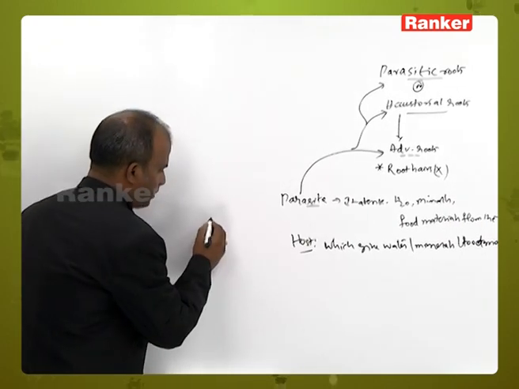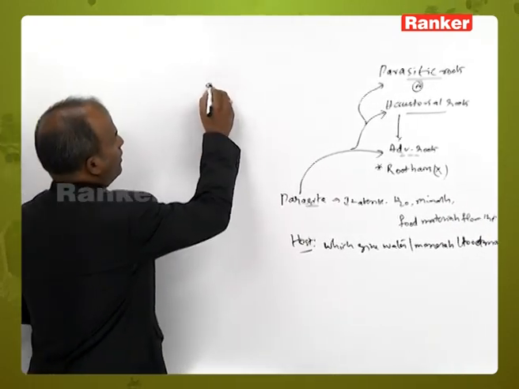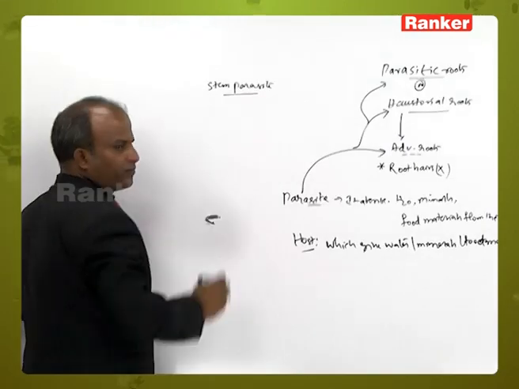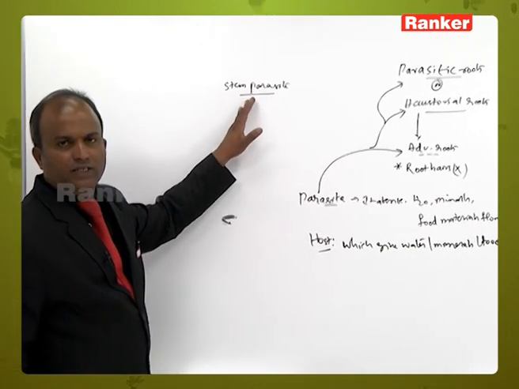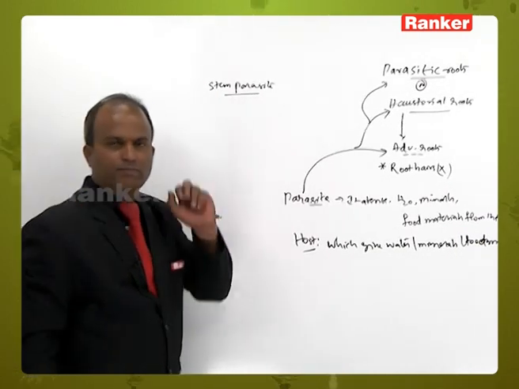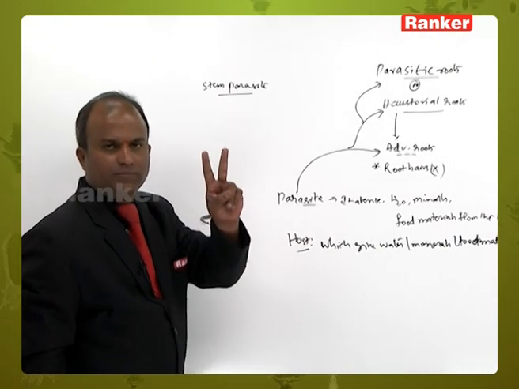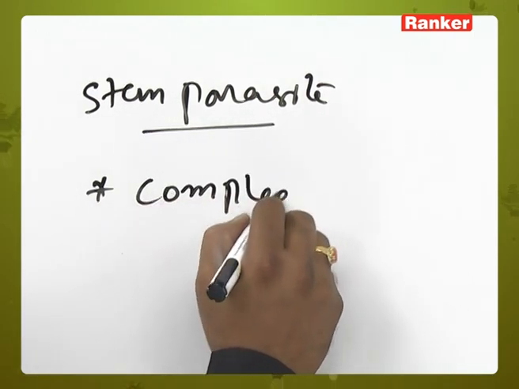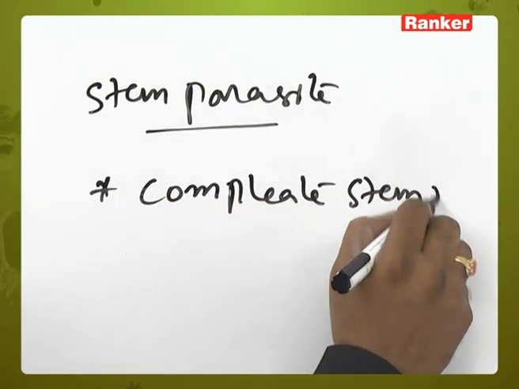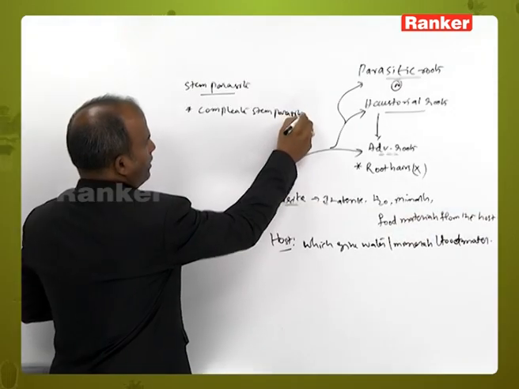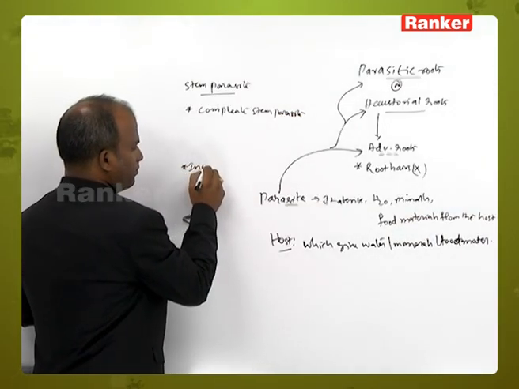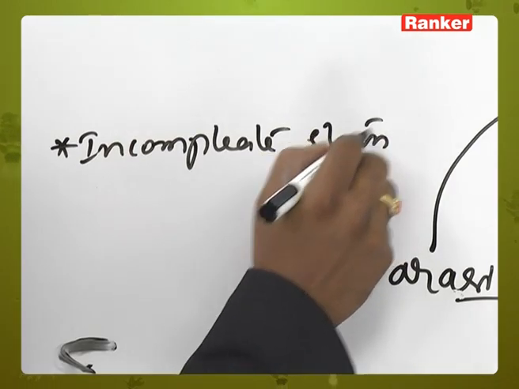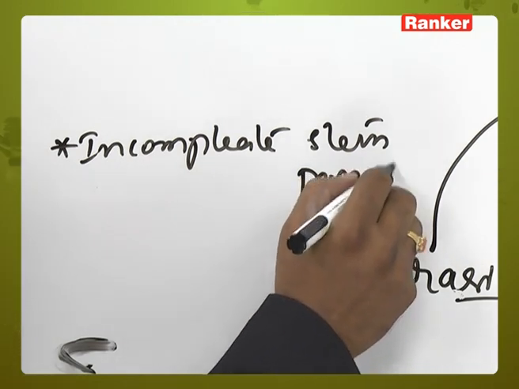One is a stem parasite. That means how many types of stem parasites are there? Two types of stem parasites. One is a complete stem parasite, and another one is an incomplete stem parasite.